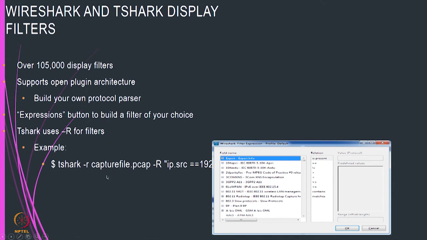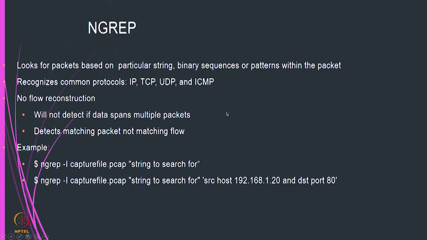Here is an example of how to use TSHARK also. Here it tries to identify all those packets with IP source address 192.168.1.something. As I told you, ngrep can also be used. It looks for packets based on a particular pattern, similar to grep. Many of you are familiar with grep, fgrep, egrep and so on; ngrep is used to work on PCAP files.